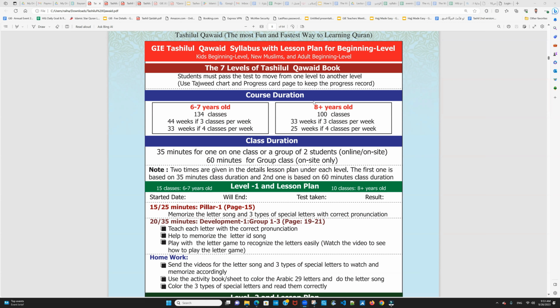Okay, so all 7 lesson plans a teacher must have in their mind before they start teaching, and a teacher must understand how smoothly, step by step, we are moving forward with a student to teach the qaida and to achieve how to recite Quran with tajweed.